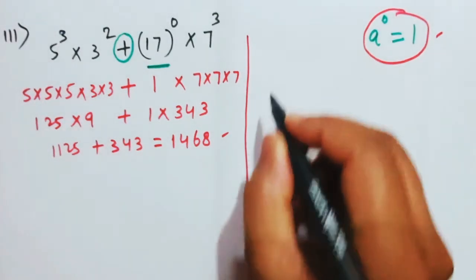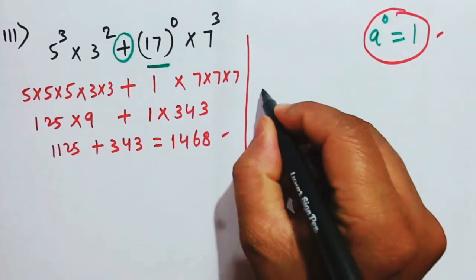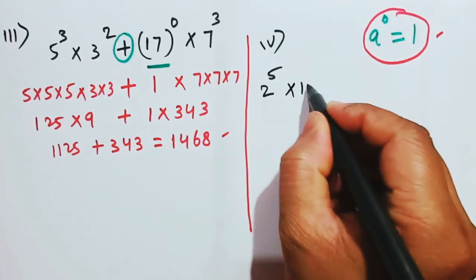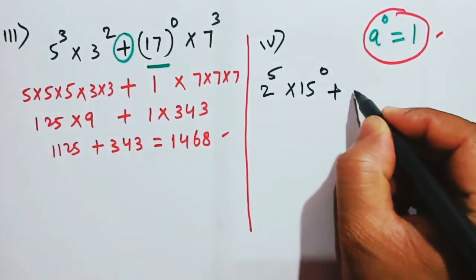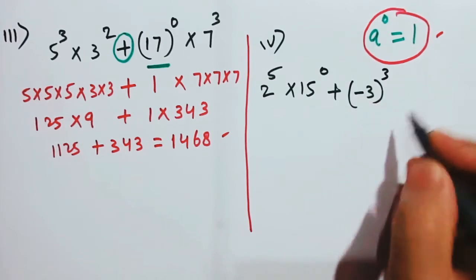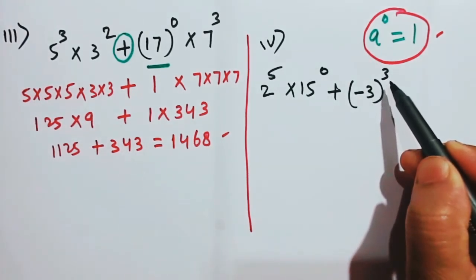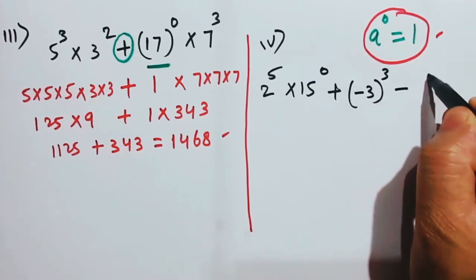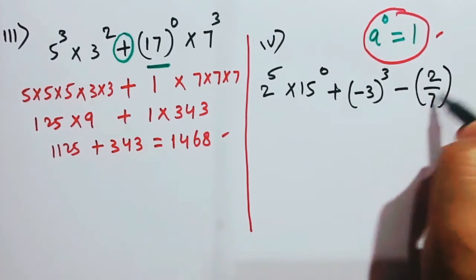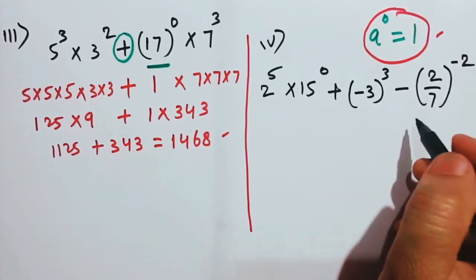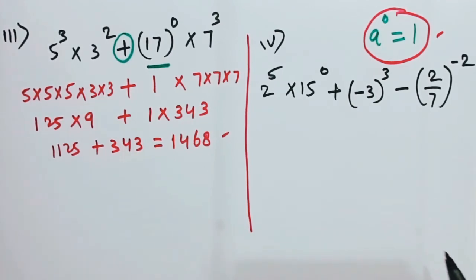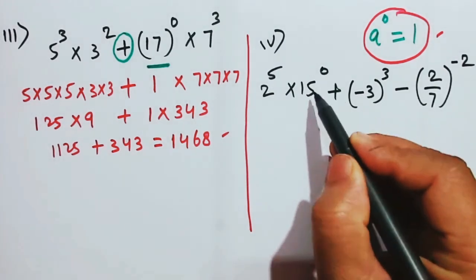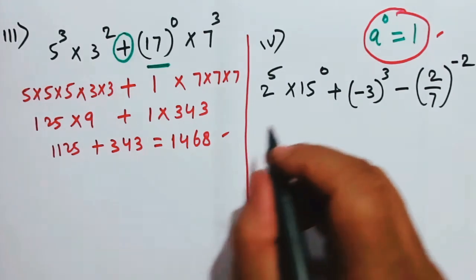2 to the power 5, this is my fourth one. 2 to the power 5 into 15 to the power 0 plus minus 3 cube. Have a look here, you have an odd power over a negative number, so your answer will be minus only. Minus 2 by 7 to the power minus 2. Now our first part is 15 to the power 0 will be equal to 1. So slowly we shall start solving this one.